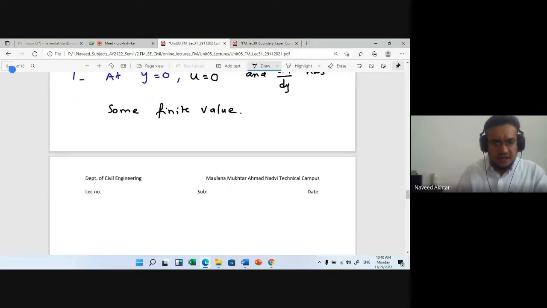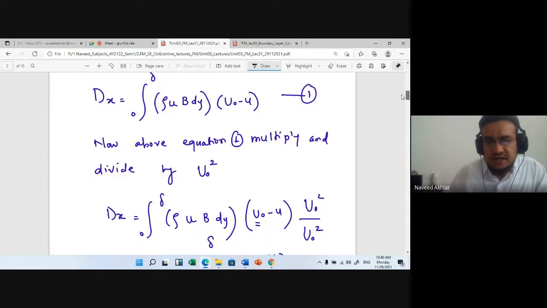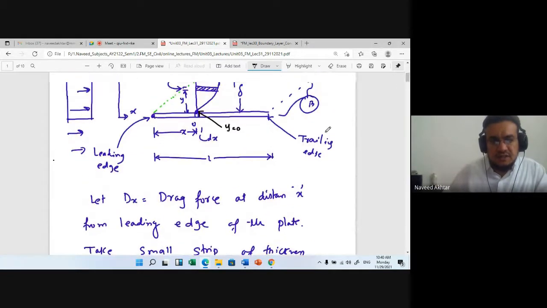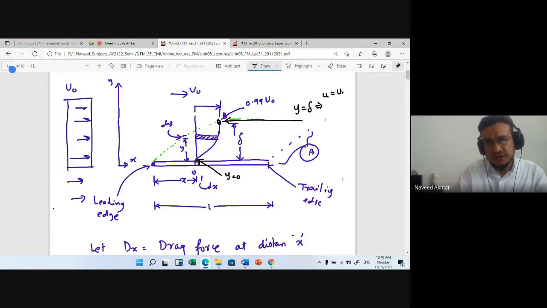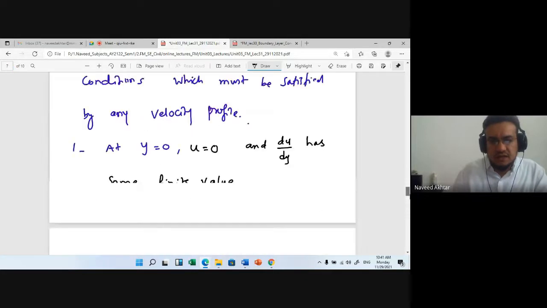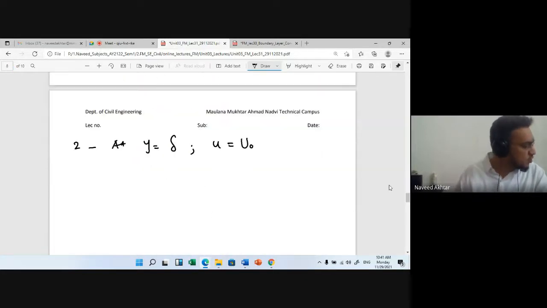Okay. Now the second condition: at y is equal to del, it means that u is equal to u0. So at the distance y is equal to del, from the figure you can understand, here this is the boundary layer, you can see the green line. At y is equal to del, your velocity will try to change or convert into u0. So that is the boundary condition you can use for any profile. So you can write u is equal to u0.